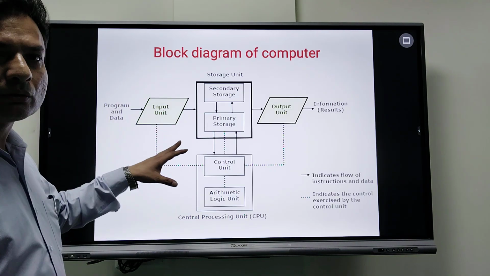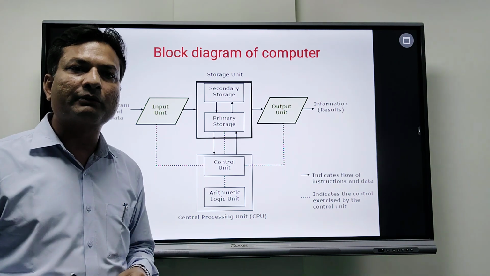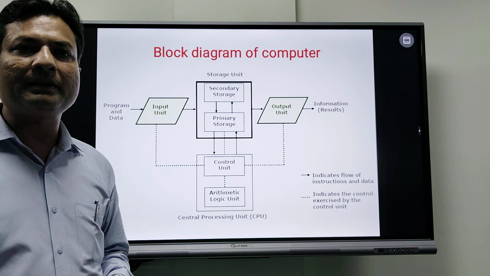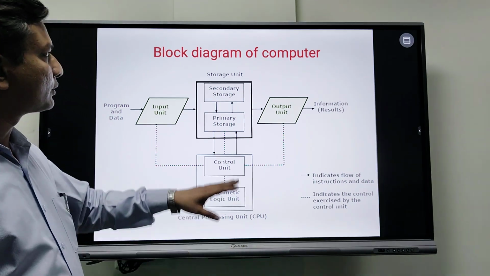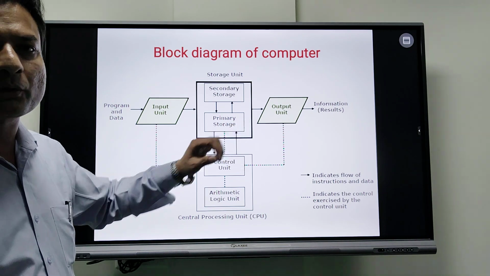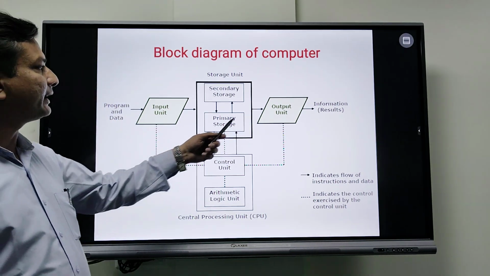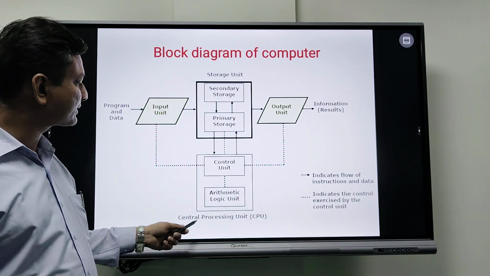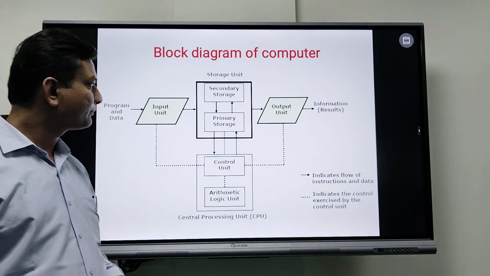So now we will understand the block diagram of a computer. Through the block diagram of a computer, we can understand what are the parts that are available inside the computer and what is the actual working of each part. So we can divide our computer system into 4 units. The first unit is the input unit, second is the output unit, third is the storage unit, and fourth one is the central processing unit. In short form, we can call it CPU.